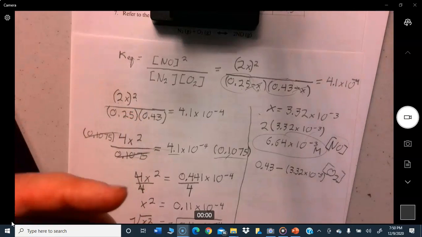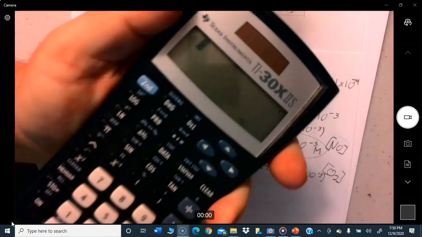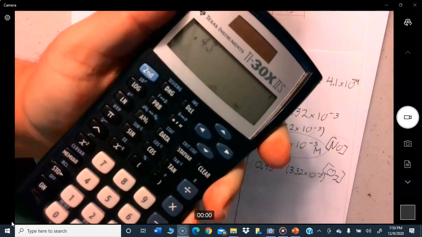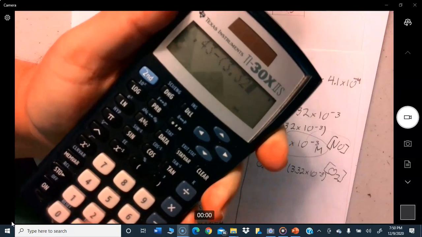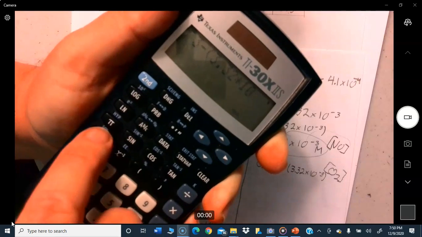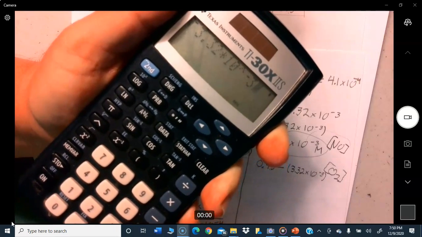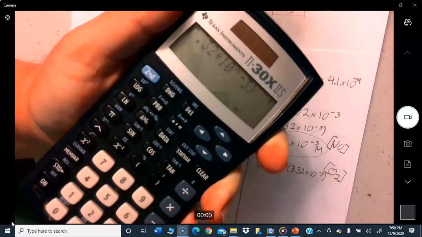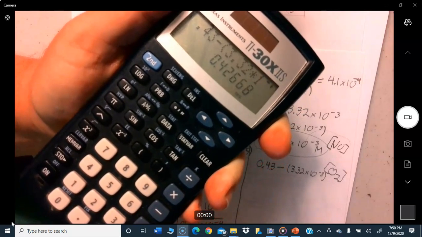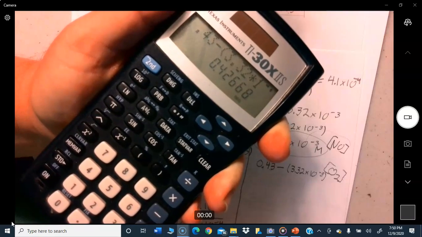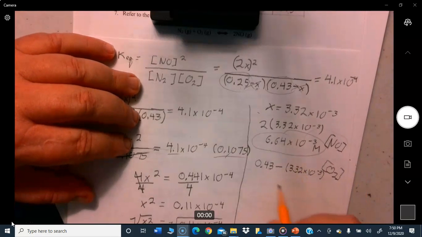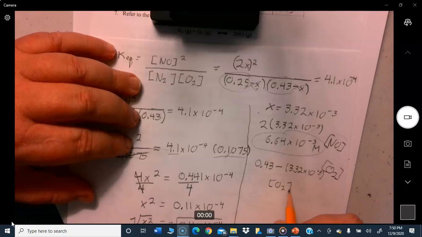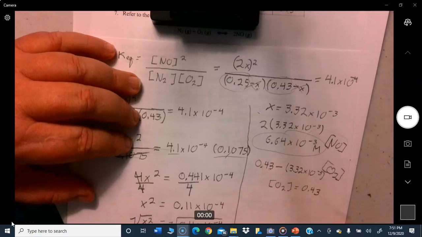So we'll go ahead and do that on the calculator. Let's see what that looks like. 0.43 minus parenthesis 3.32 times 10 caret negative 3, close parenthesis, and we get 0.43, just call it 0.43 is probably good enough. Okay, so the concentration of O2 equals 0.43. There's no exponents, there's no scientific, it just gave us the number.